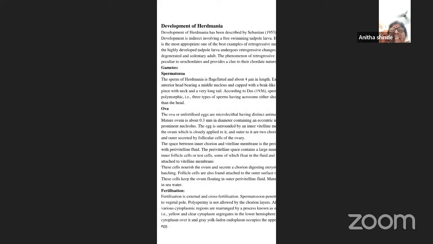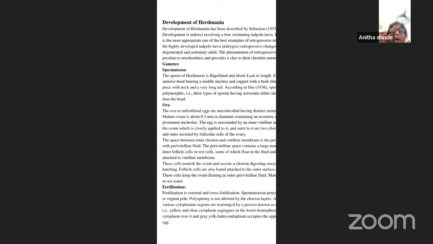Now, according to Das, the sperms of Herdmania are polymorphic. That means there are 3 types of sperms, having an acrosome either shorter than, equal to, or longer than the head. So the sperms exhibit a polymorphic form, existing in 3 different forms. What are those 3 forms? The sperm has a head, a middle piece, and a tail. The head bears the nucleus and a beak-like acrosome, and there is a middle piece and a neck.